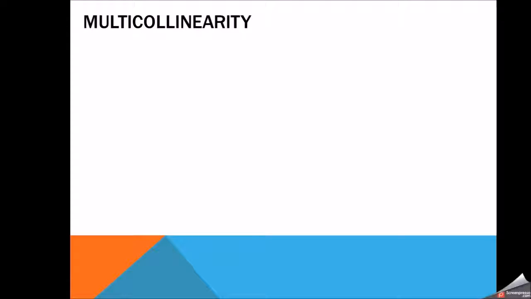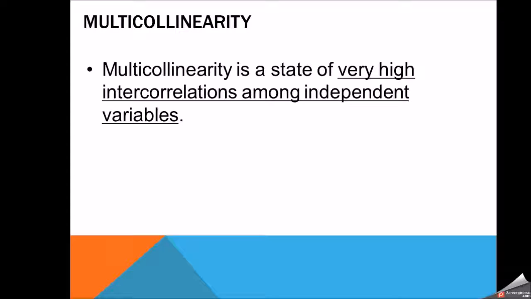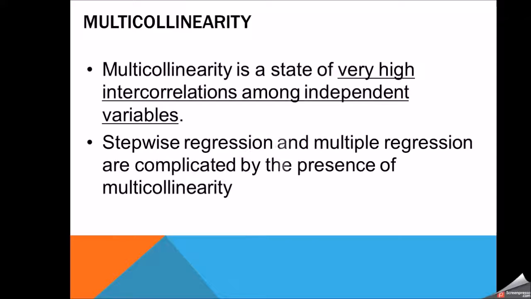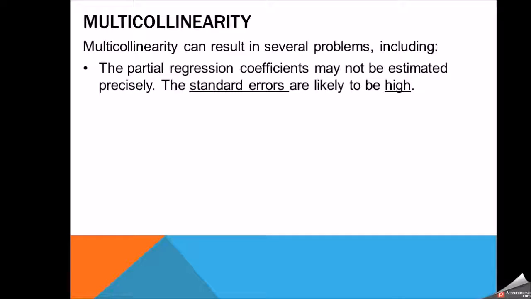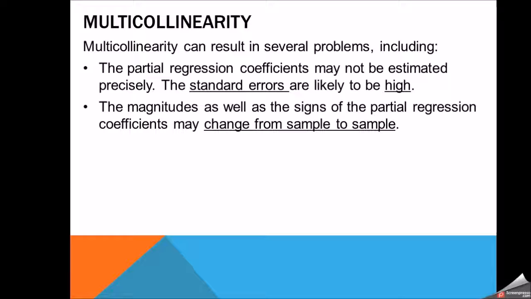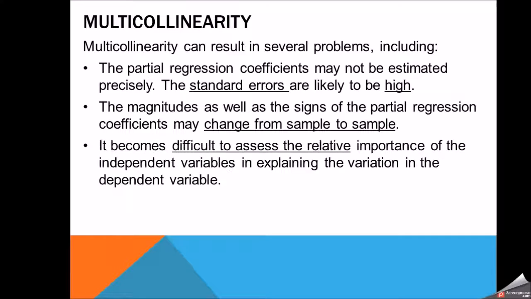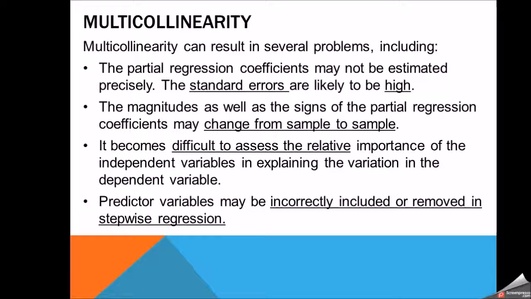So here is the multicollinearity part. Multicollinearity arises when intercorrelation among the predictors is very high, and stepwise regression and multiple regression are complicated by the presence of multicollinearity. Multicollinearity can result in several problems. First, the partial regression coefficients might not be estimated precisely, and the standard errors are likely to be high. The magnitudes as well as the signs of the partial regression coefficients may change from sample to sample, and it becomes difficult to assess the relative importance of the independent variables in explaining the variation in the dependent variable. Predictor variables may be incorrectly included or removed in stepwise regression. So remember, independent variables should be independent, and if there is any multicollinearity, it will cause problems to the model.